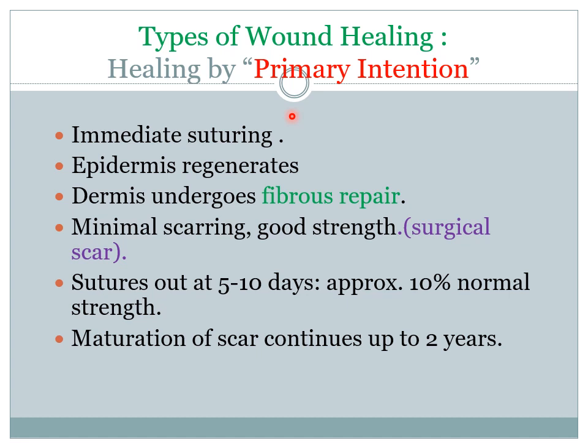primary intention. In this case the epidermis will regenerate and the dermis will undergo fibrous repair. As we said, a scar will form, and the scar here is a very nice scar called a surgical scar. It is minimal and has good strength, and it has the same color as the surrounding skin and the same level. This is the aim of the wound healing process. The best wound healing is by primary intention because the surgical scar is as nice as possible.